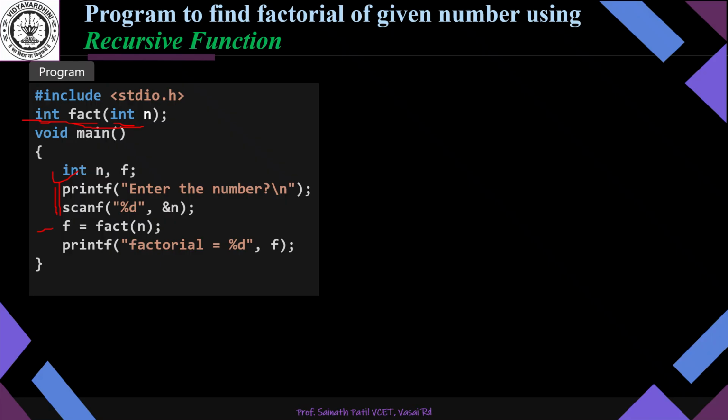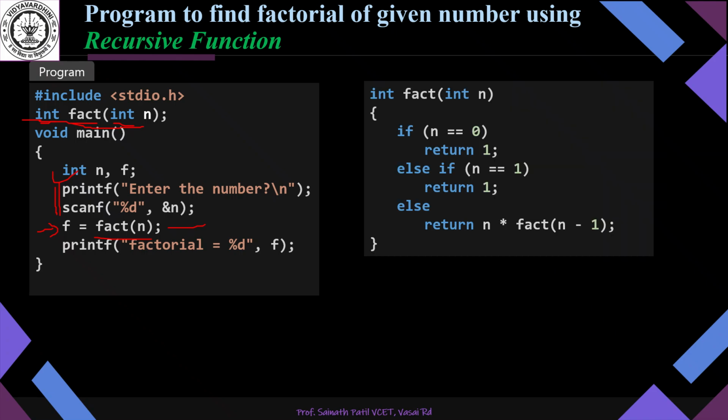This is the function call: f is equal to fact of n. n is the number whose factorial is to be found, and fact is a recursive function. So we make a call to the recursive function, and we jump to it. The first line of the recursive function is the heading, which is similar to the function prototype.